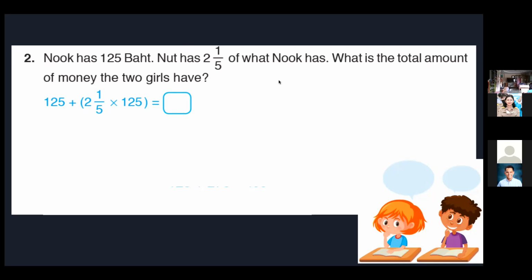So this one, 2 1/5, we make it as improper. 5 times 2 is 10 plus 1, you have 11 over 5. Then this one times 125 over 1. Actually, you can cancel. Okay, you continue that. If you get the answer, plus 125. Okay, I wait for you. I give you 4 minutes.